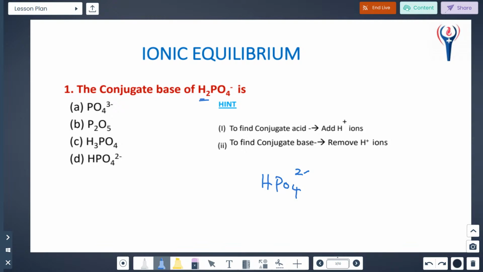This is a formula, this is a hint for that. If you know this, you will be able to find it easily. So if you remove the H plus ion, that's the conjugate base. Okay. So among these, D is the correct answer.